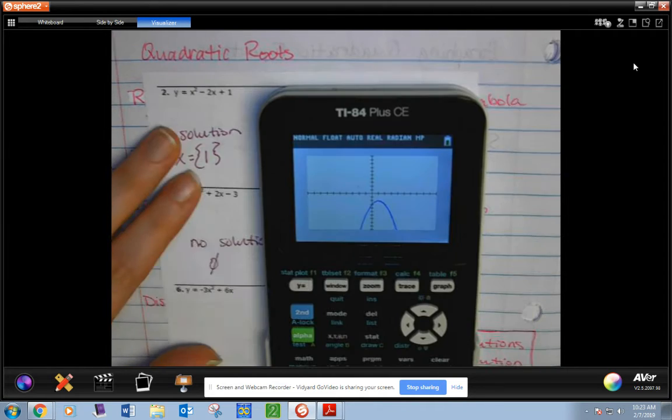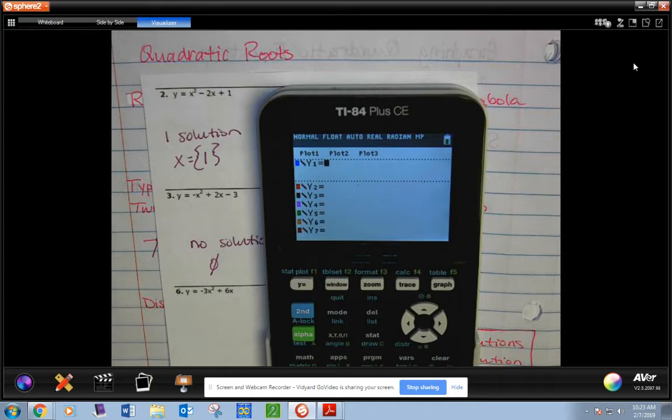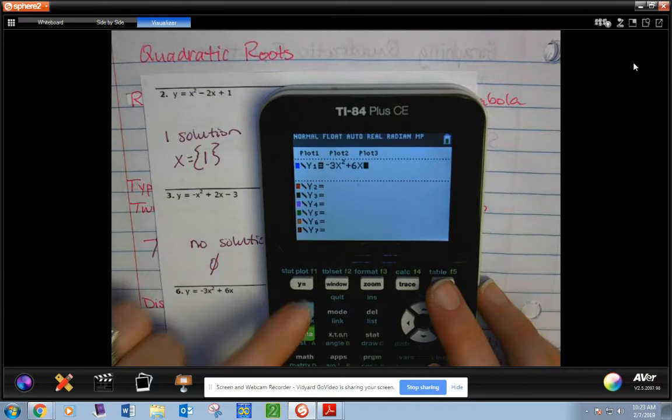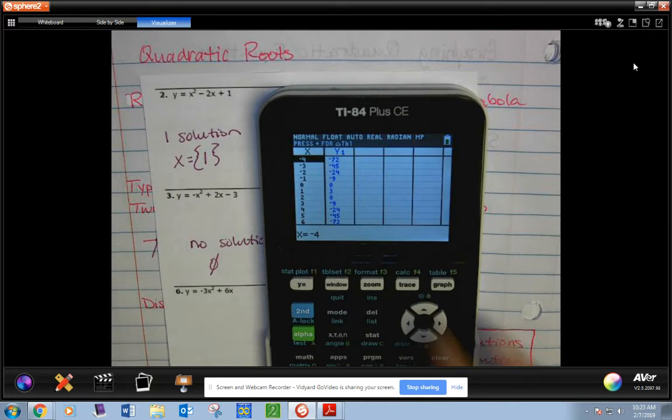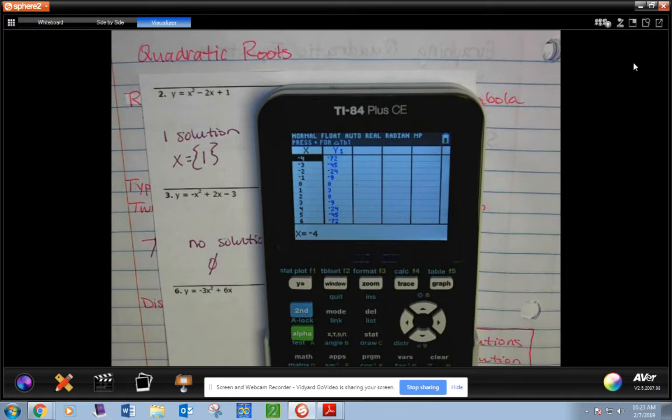Okay, for my last example, y equals -3x squared plus 6x, and I'm going to go to the table. It opened up again perfectly. That's not always going to happen. You're going to have to find them.